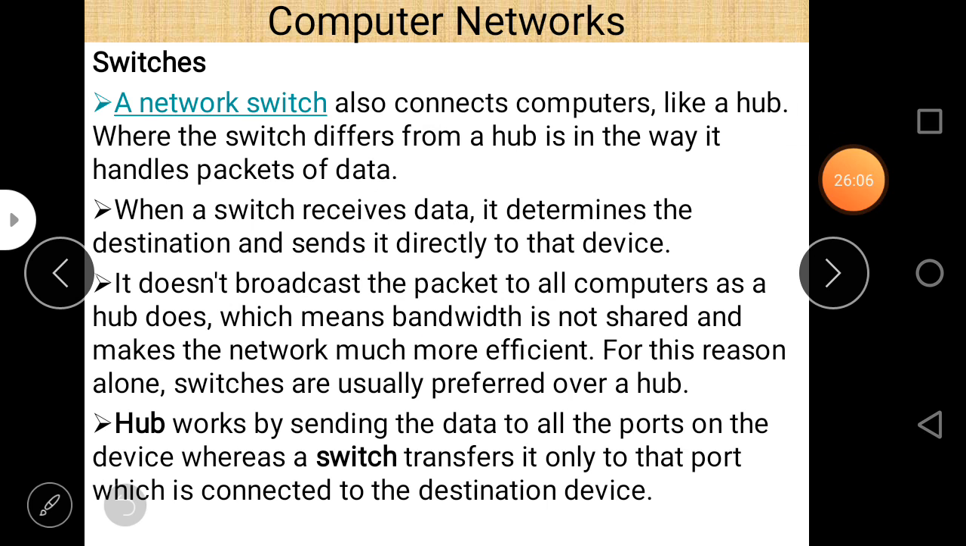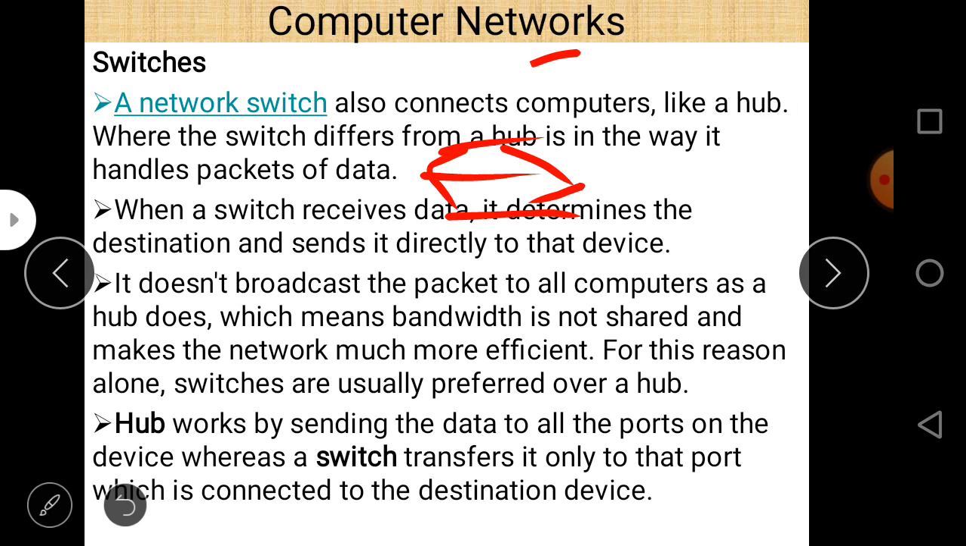And switch. It's a very important question: what is the difference between a switch and a hub? Switch and hub are almost the same as far as basic functionality is concerned, but the only difference is that a switch does not broadcast the data, while a hub broadcasts the data. So in most networks, a switch is preferred.